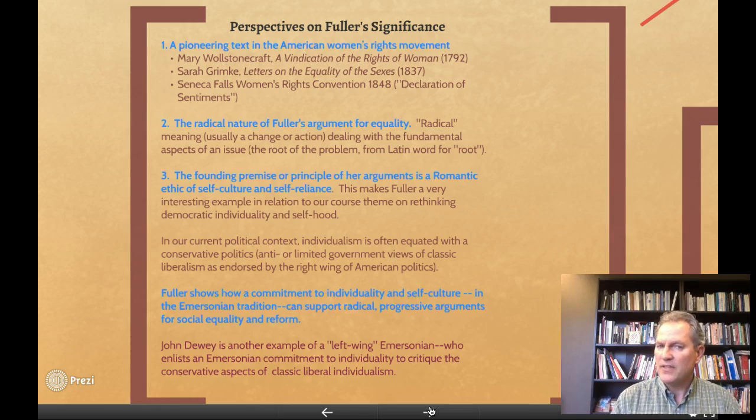Secondly, I would like you to think about the radical nature of Fuller's argument for equality. And by radical, I mean in that meaning of the word radical, dealing with the fundamental aspects of an issue, the root of a problem. The word radical comes from the Latin word for root.